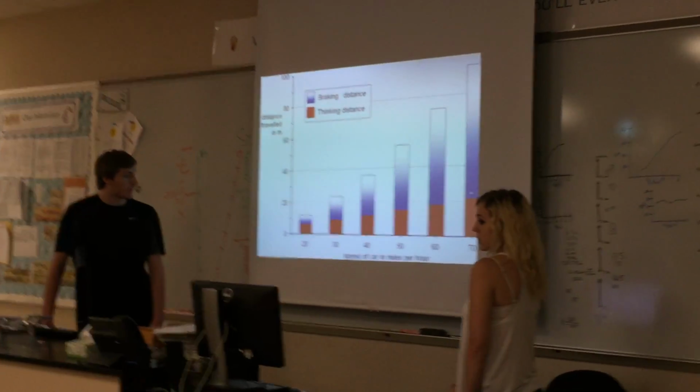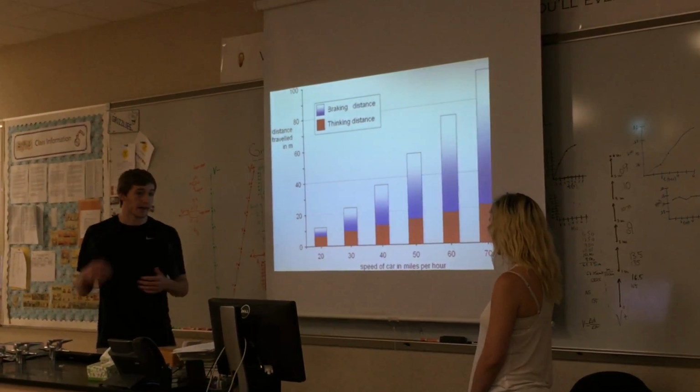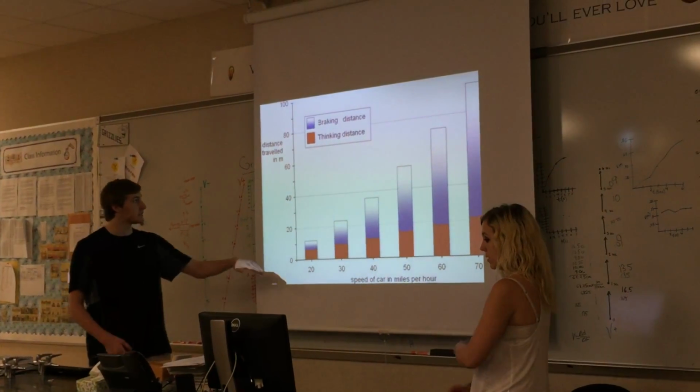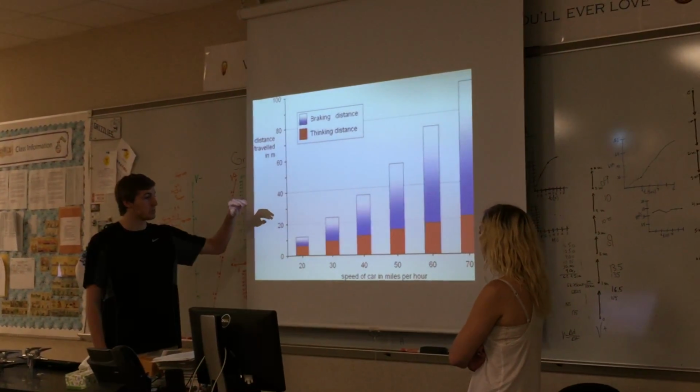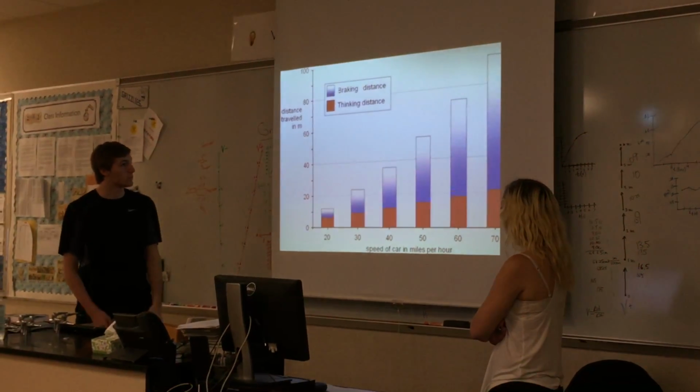This is just a graph that shows that as the speed of your car increases, your reaction distance, like as a person, increases. Also, your braking distance increases along with that, and your distance traveled will go up.